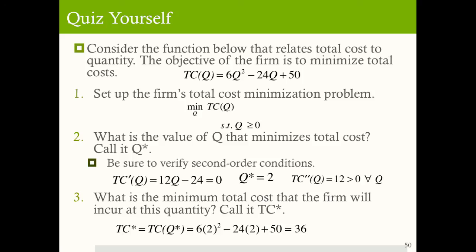And to ensure that this is indeed a minimum and not something like a maximum, we have to check that second derivative. The second derivative is 12, which is greater than 0 for any quantity of Q, including Q star equals 2. So that means that we are indeed at a minimum. And then finally, the minimum total cost that the firm will incur at this quantity is found by evaluating the total cost function at that Q star, and this yields 36.